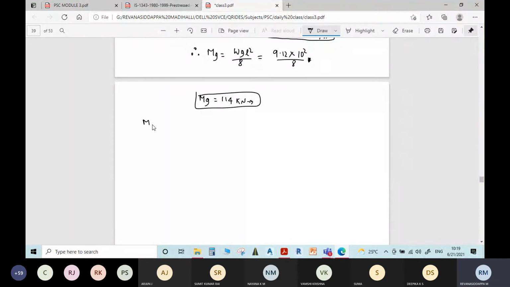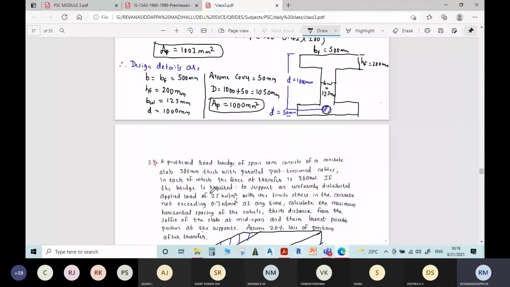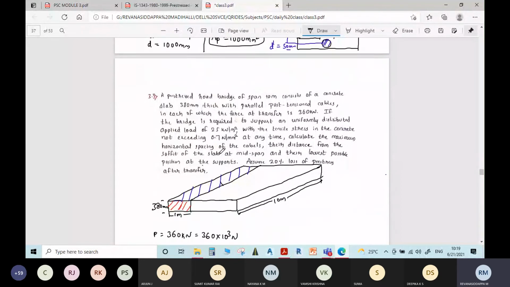Then the live load moment also you can calculate. Mq is equal to the live load moment, equal to wq l square by 8. You can see the live load over the slab is given as 25 kilonewton per meter square. First you convert this into kilonewton per meter. For 1 meter square area of the slab, 25 kilonewton is the force. That is the meaning here. So you convert this load into kilonewton per meter.